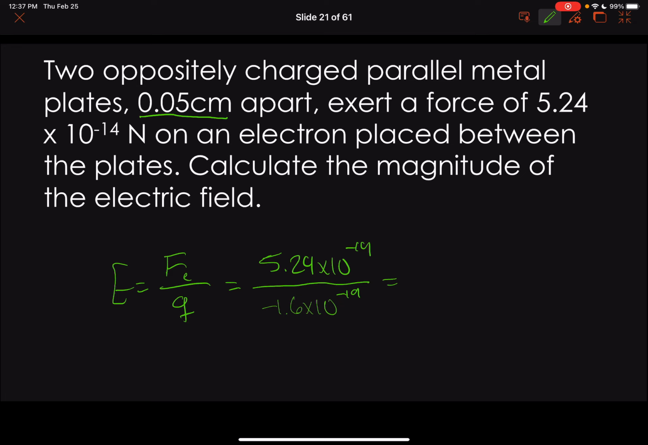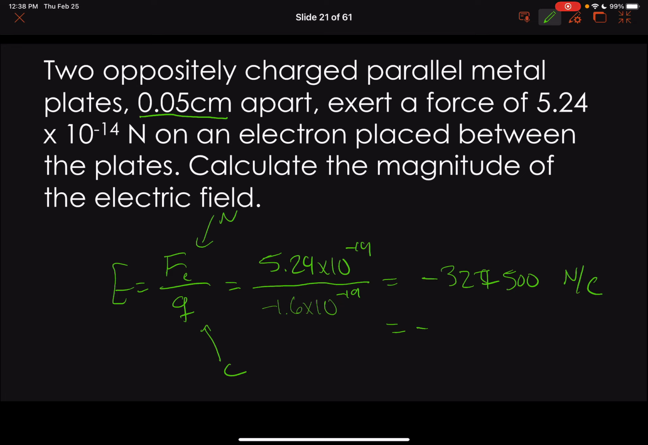5.24 times 10 to the negative 14 divided by, open parentheses, negative 1.6 times 10 to the negative 19, close parentheses, enter, and I got negative 327,500. The unit is just newtons per coulomb, just because force is in newtons, Q is in C, and so we just go ahead and divide the units themselves.